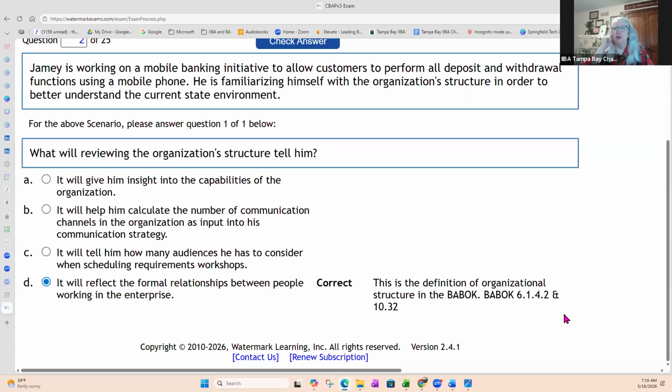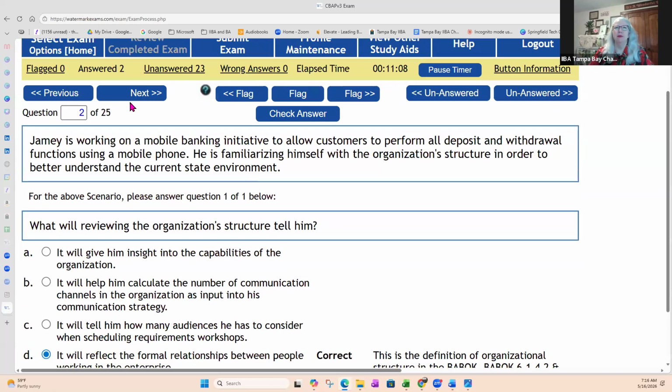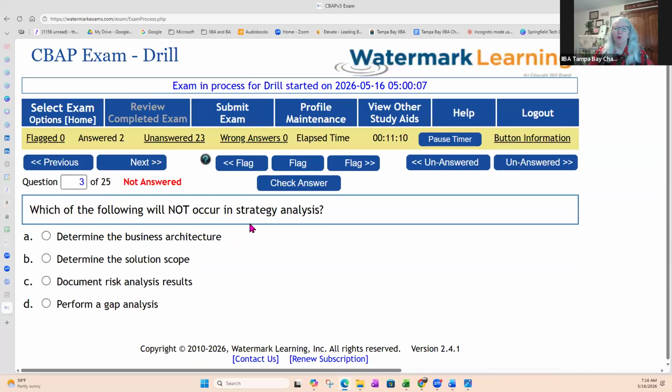This is the definition of the organizational structure in the BABOK. Good job, folks. Amal, you're welcome to jump back in anytime. I appreciate you being here.